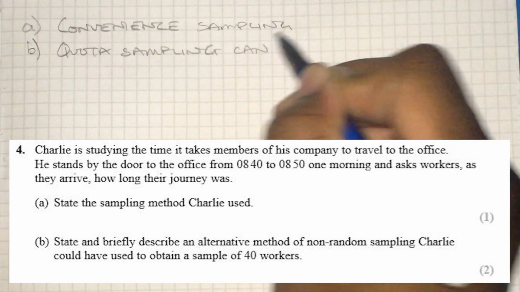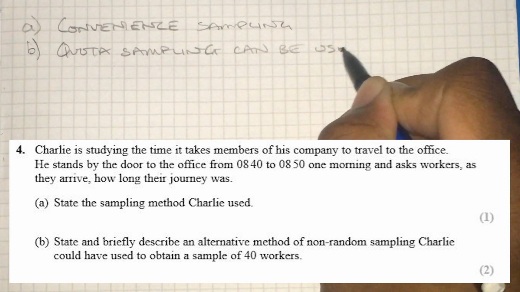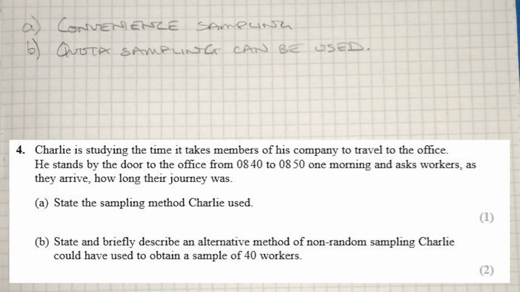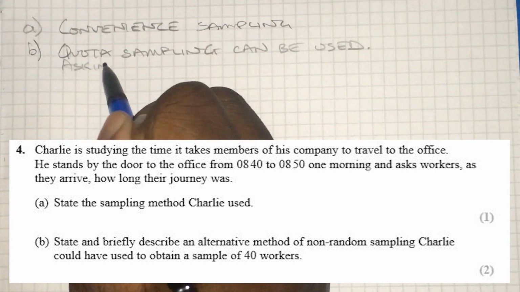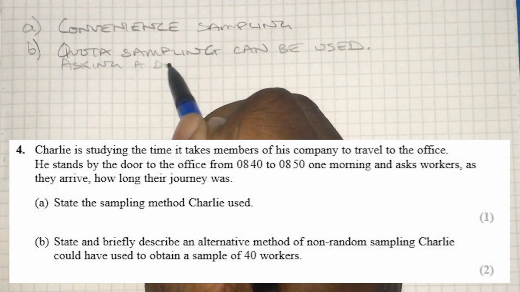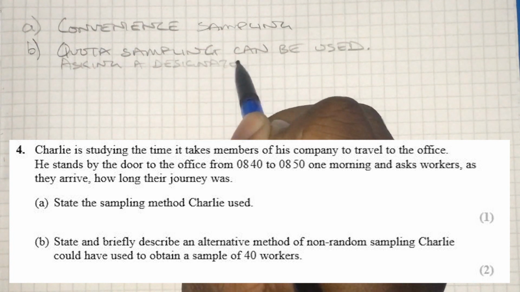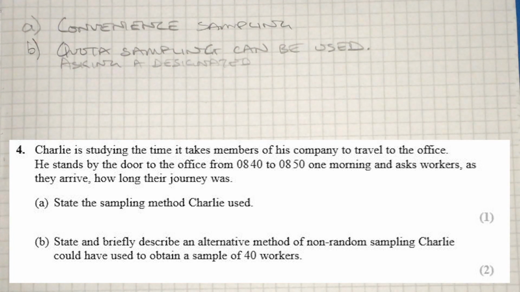Next, we've been asked to describe briefly an alternate method of non-random sampling. So be careful, this was non-random. The two main types of non-random sampling are convenience and quota. So they're basically asking us to describe how we would take a quota sample.